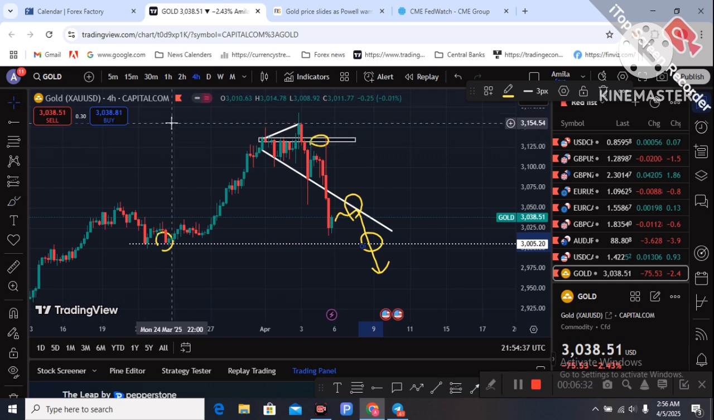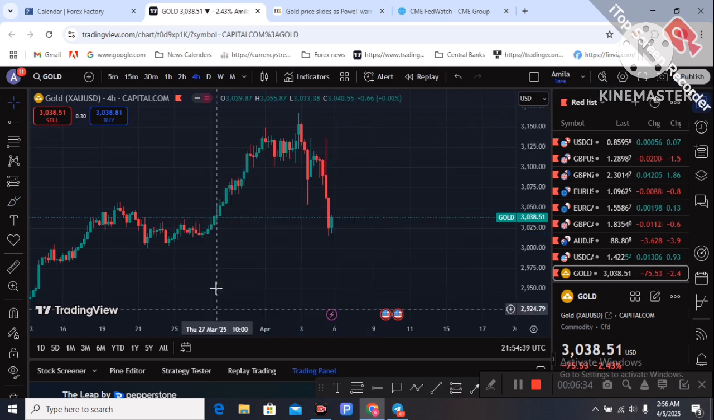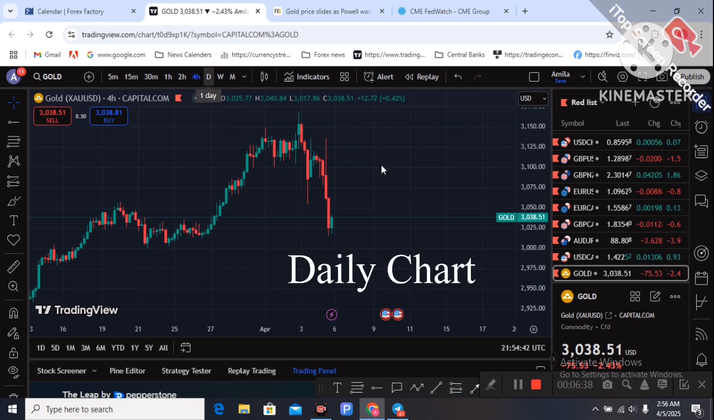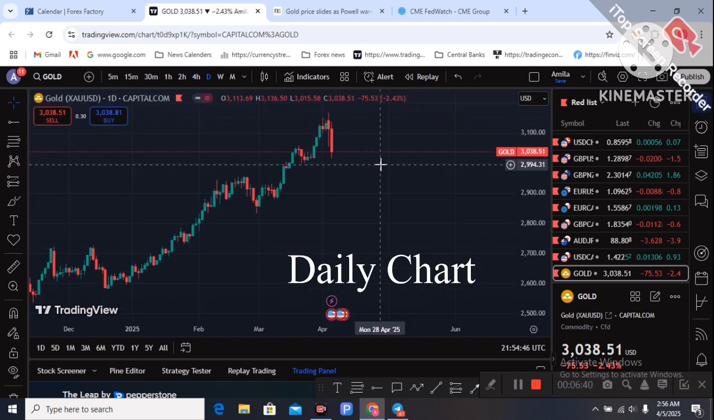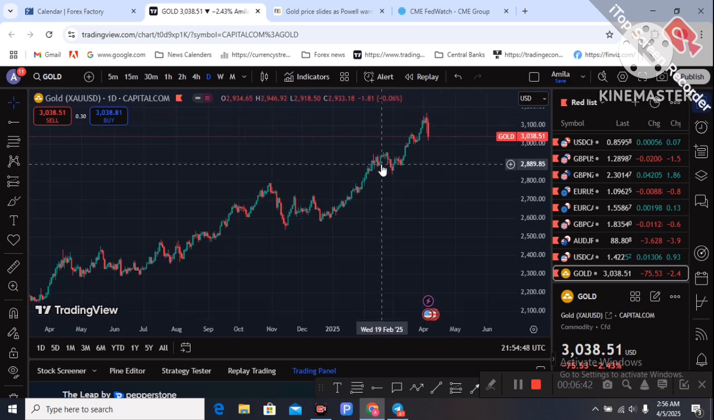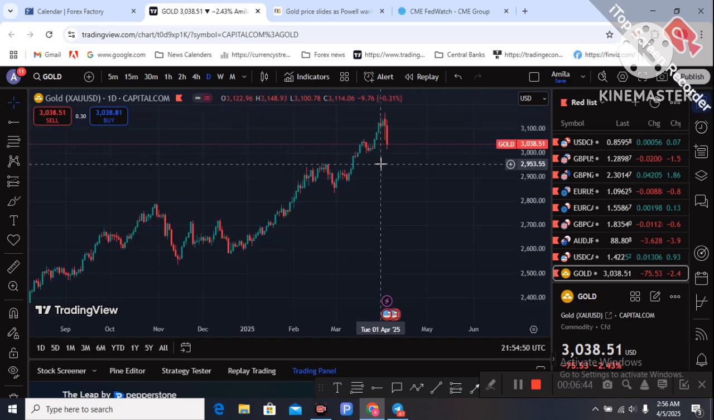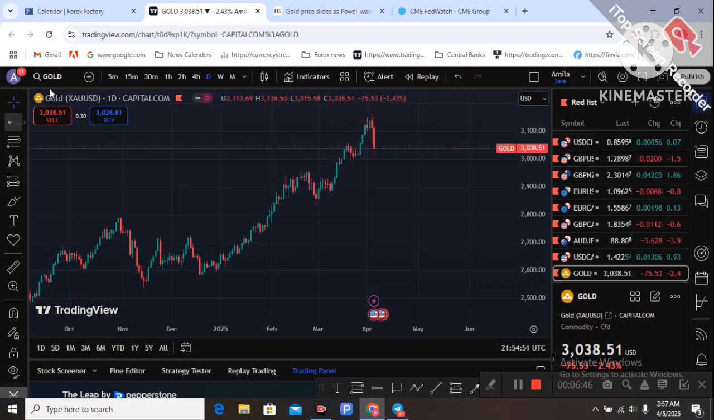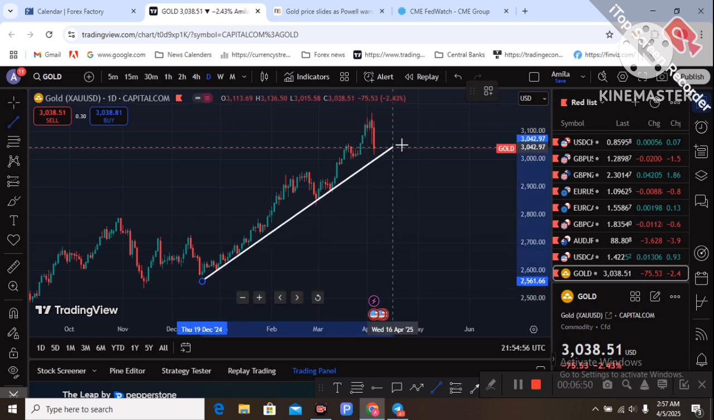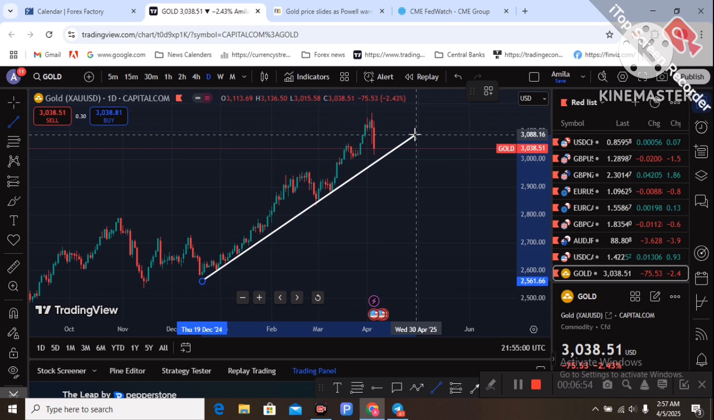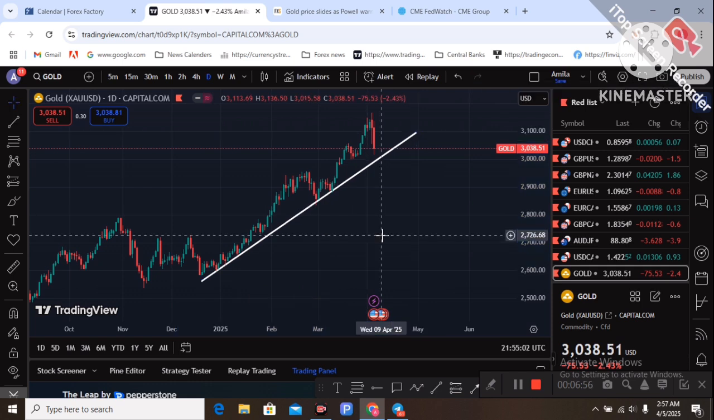So I am now going to the daily chart. What are the points you should forecast on the daily chart? You can see the gold price is in an uptrend. Last week on Friday there was a big red candle. You can see this trend line on the daily chart that I am using. This is an interesting trend line on the daily chart.